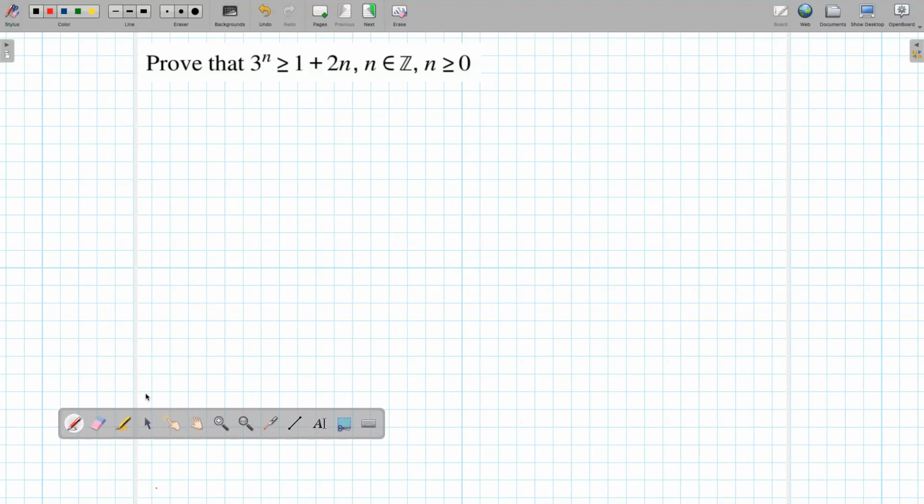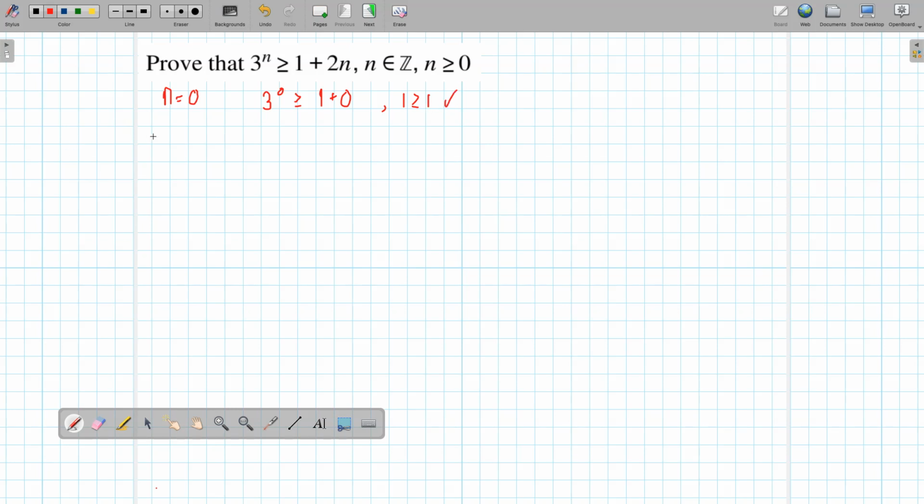Okay, we're going to do a proof by induction here, but we've got an inequality sign in the proof by induction. So we're going to start off as we normally do with proof by induction, and that's to take the first value of n, which in this case is 0, and just check that that indeed works. So 3 to the power of 0 is greater than or equal to 1 plus 2 times 0, which is 0, and this here is 1. 3 to the power of 0 is 1, and that's greater than or equal to 1.